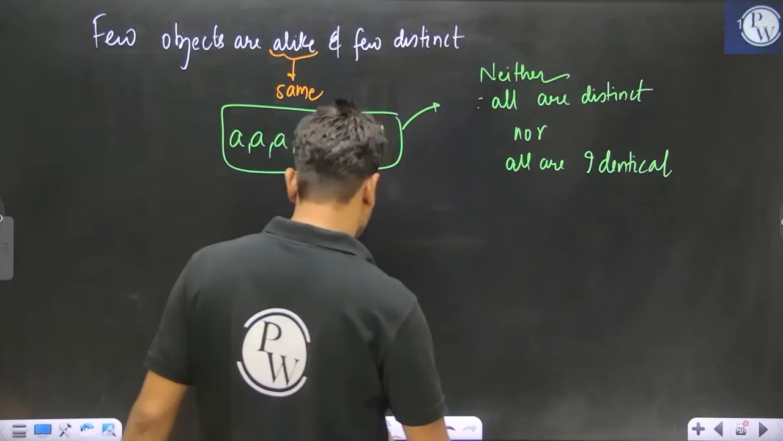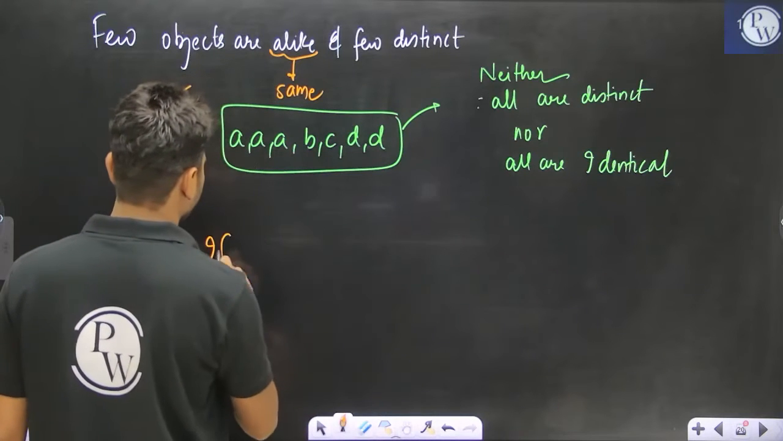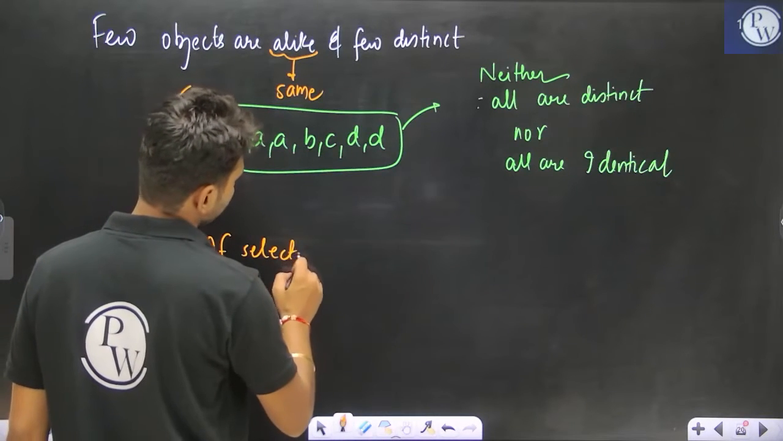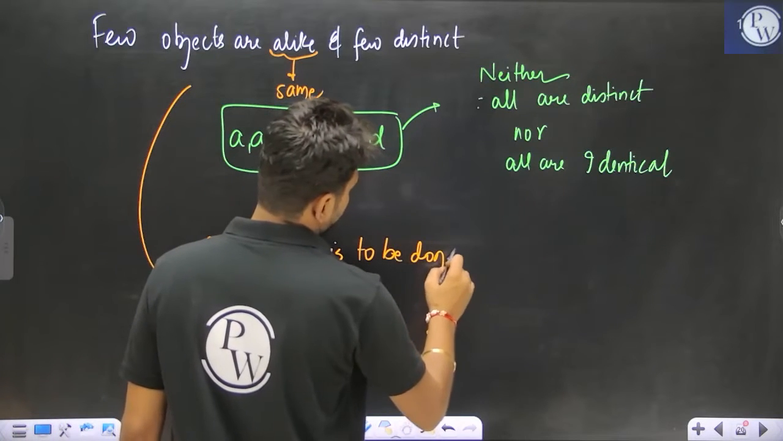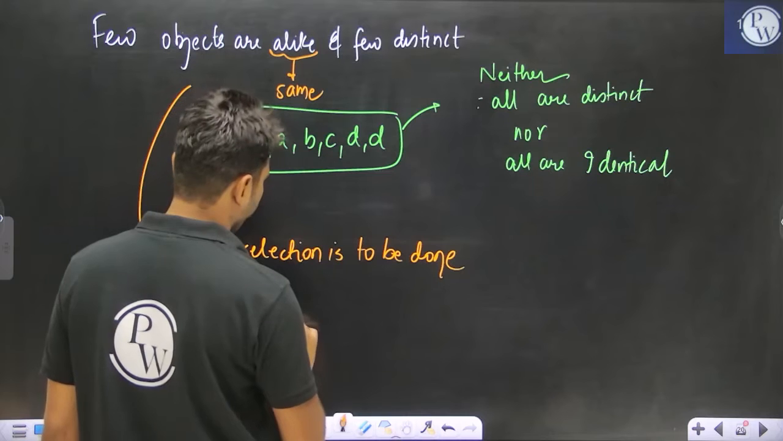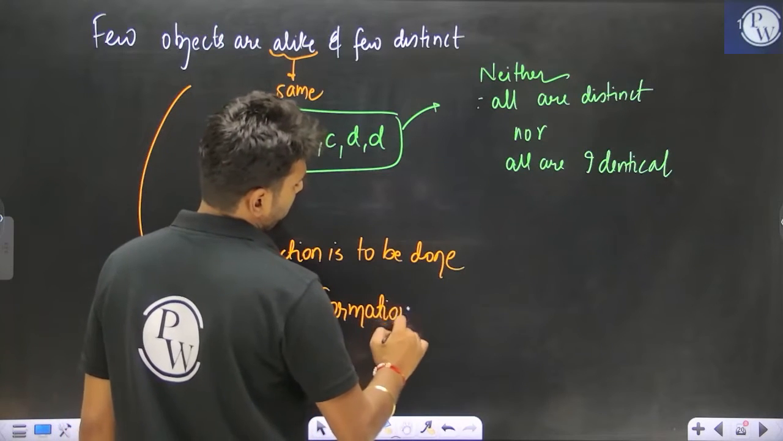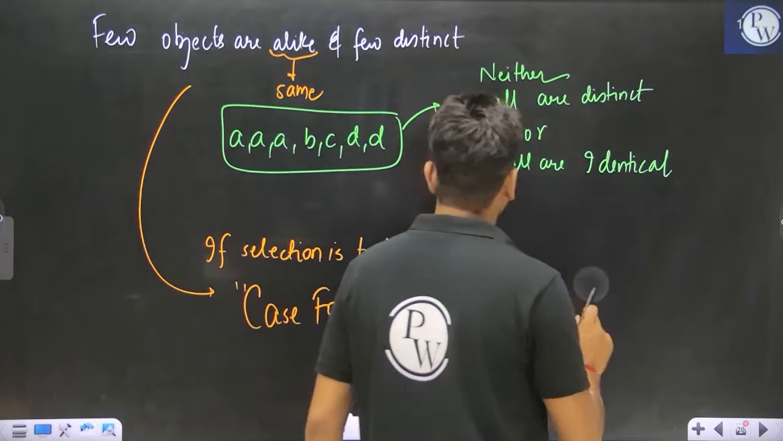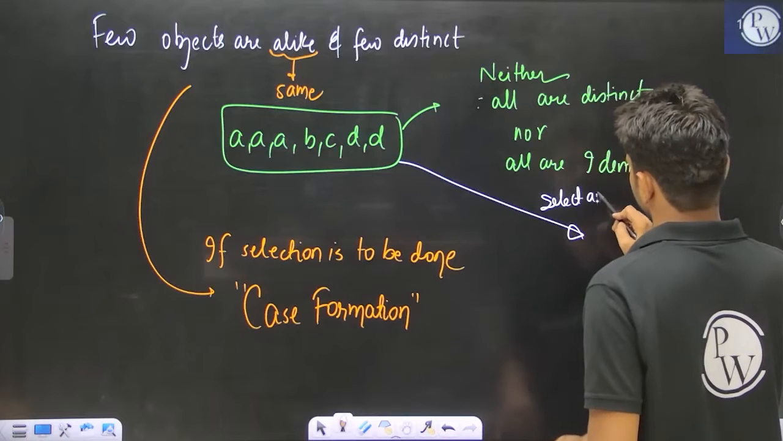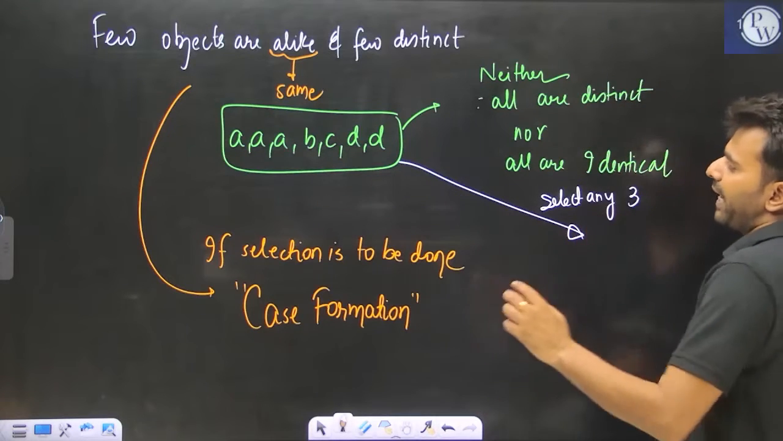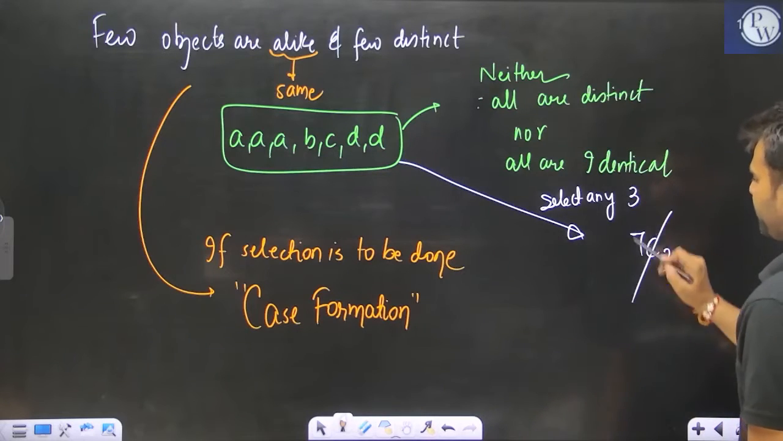Now in these kinds of cases, if selection is to be done, then we require case formation. We require what? We require case formation. If, let's say, I ask you that out of these people select any 3, now you cannot do it like this: 1, 2, 3, 4, 5, 6, 7. Out of 7 select any 3, 7C3 is the base. Wrong.